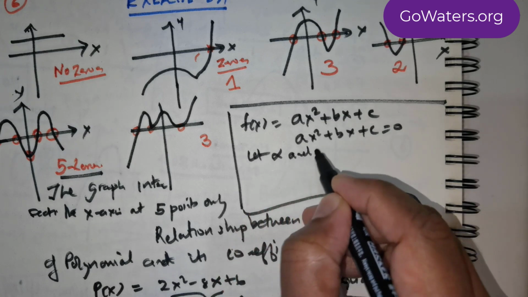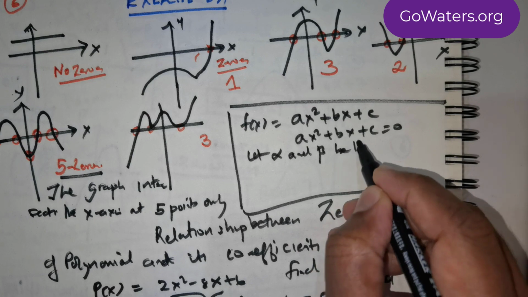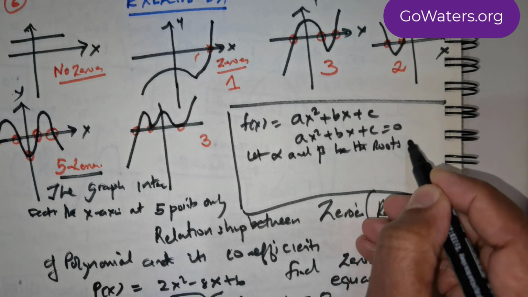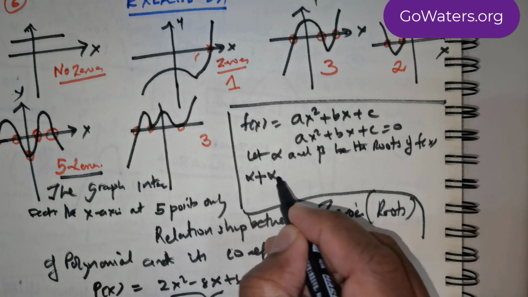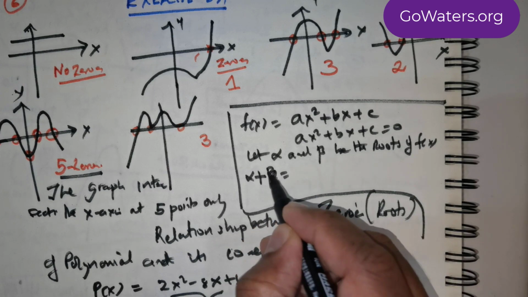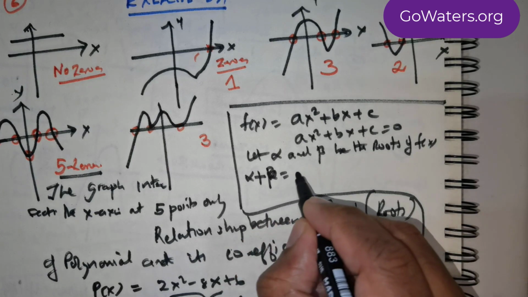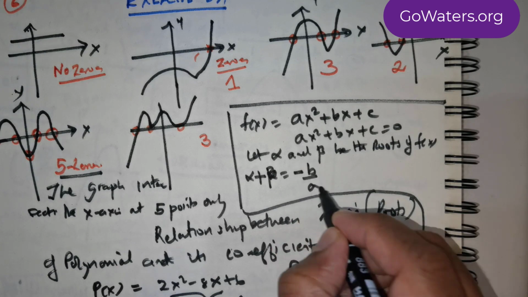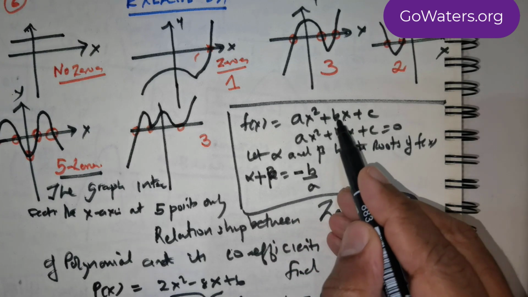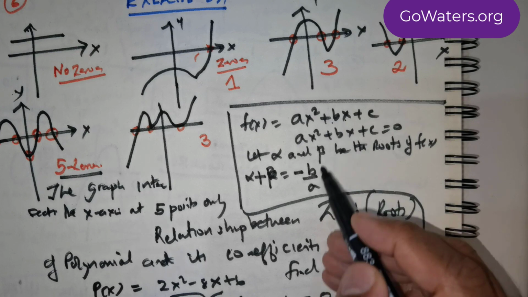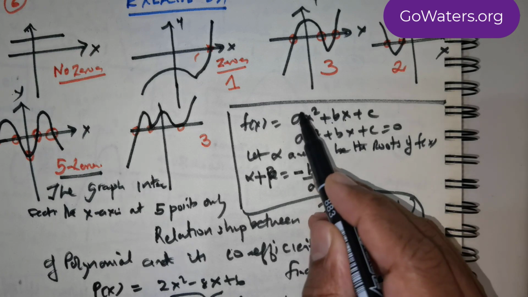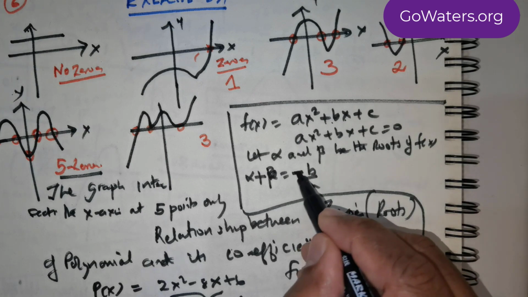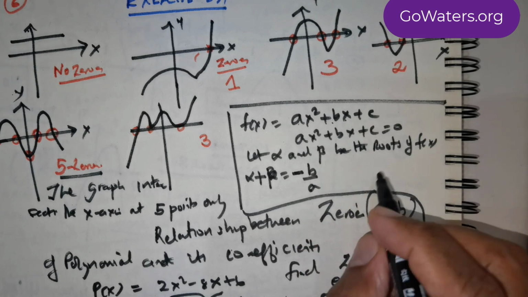Let alpha and beta be the roots of f of x. Then I will write the sum of the roots, alpha plus beta, as negative b divided by a. Now what is b? B is nothing but the coefficient of x. And what is a? A is nothing but the coefficient of x squared, right? But we write it as negative of b divided by a. So have that in mind.